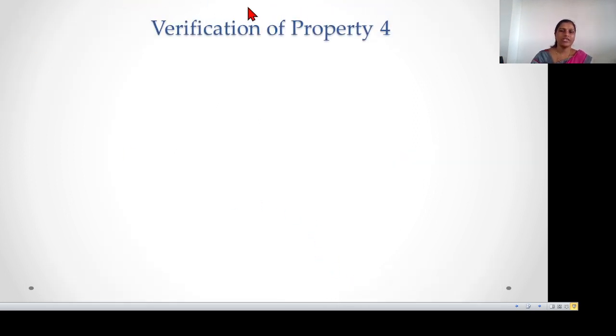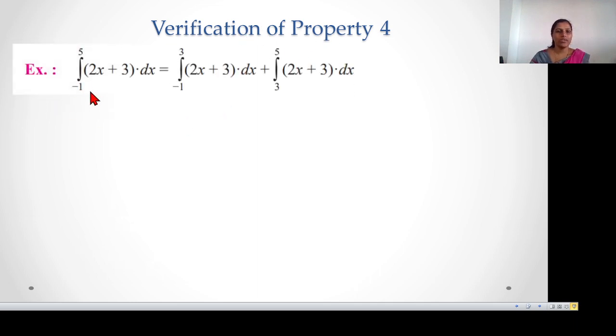Then for verification of property 4, we will see one example. The example is the integral from minus 1 to 5 of 2x plus 3 dx, which is equal to the integral from minus 1 to 3 of 2x plus 3 dx plus the integral from 3 to 5 of 2x plus 3 dx. Here we have taken the value 3 in between the interval minus 1 to 5. So we can split this interval into two integrals like this, and we will solve this.